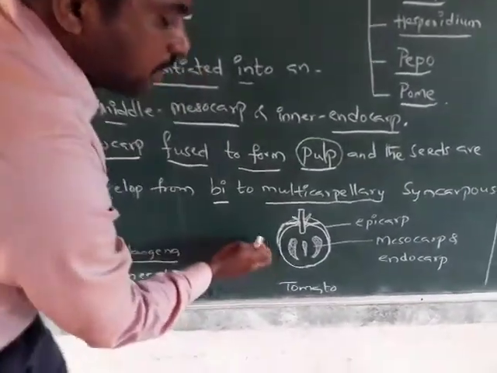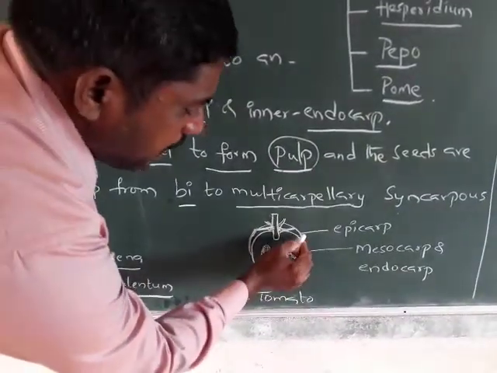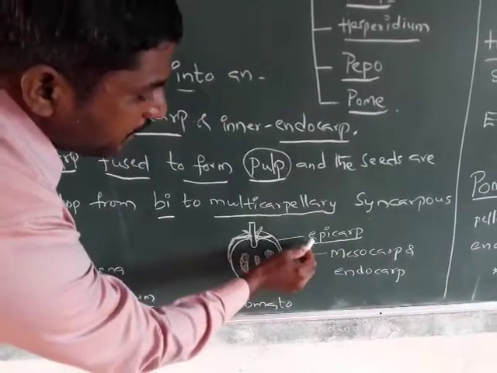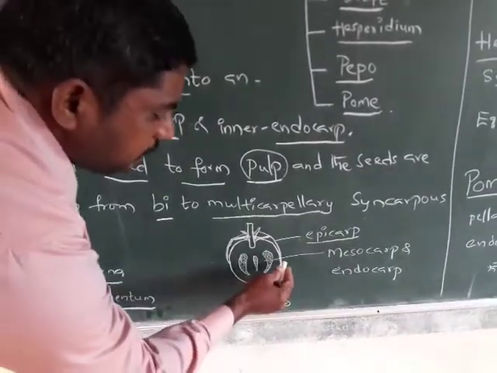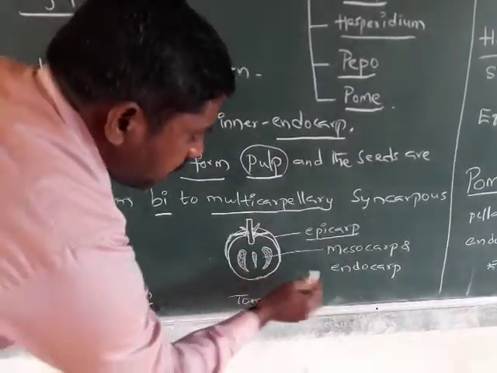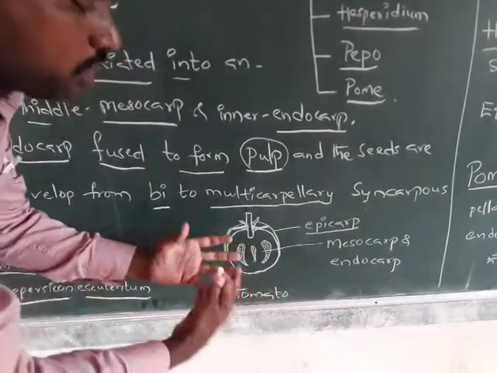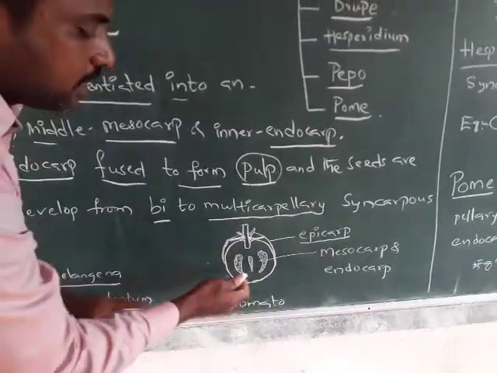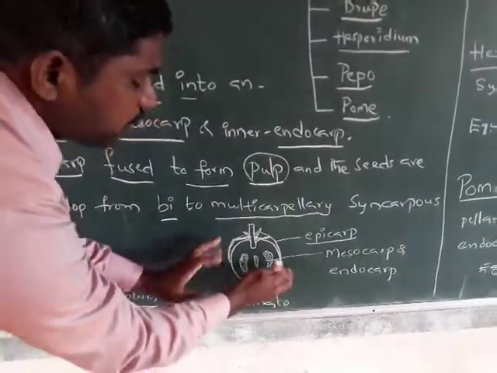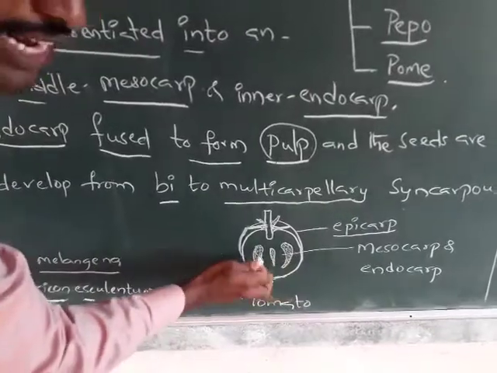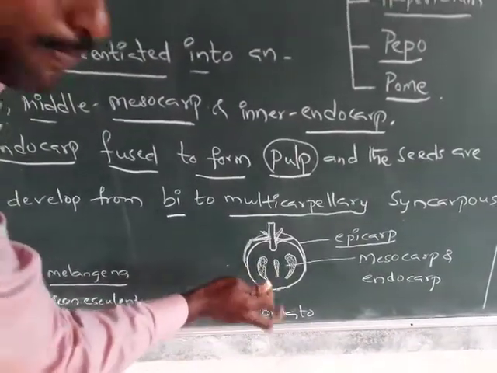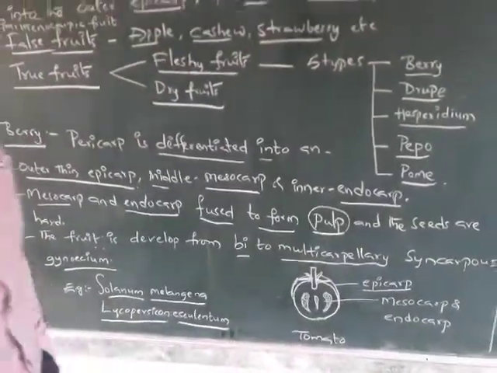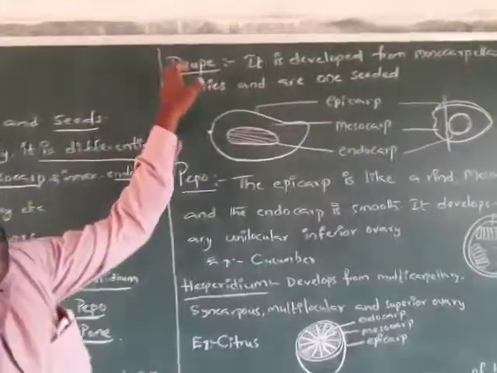Here it is a tomato fruit. This is the epicarp, the outer thin layer of the tomato. The inner part is the mesocarp and endocarp. These two are fused to form a pulp-like structure. That's why this type of fruit is called a berry. Examples, tomato and brinjal.